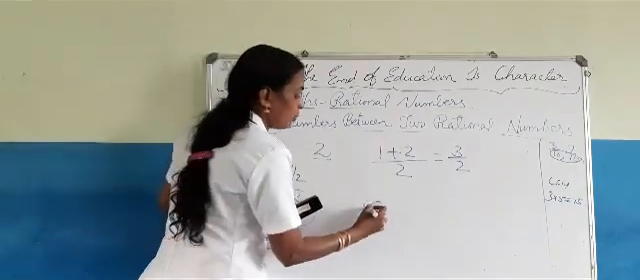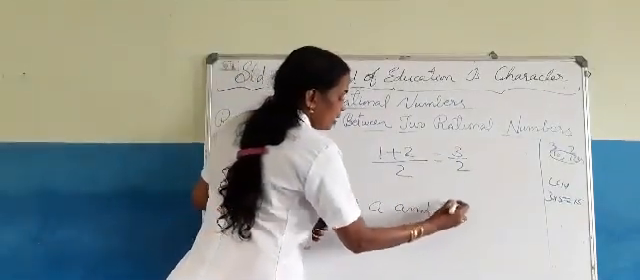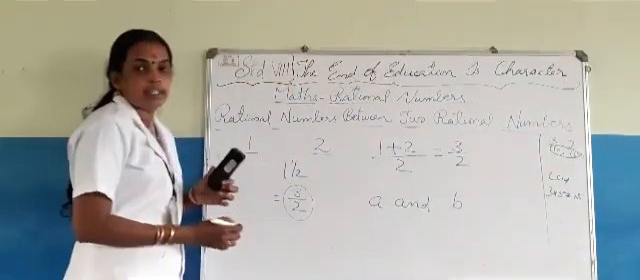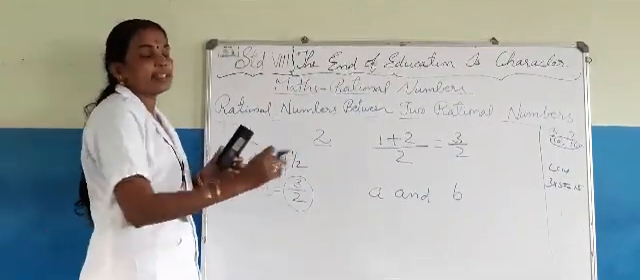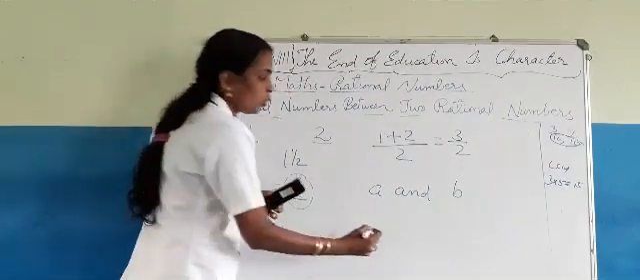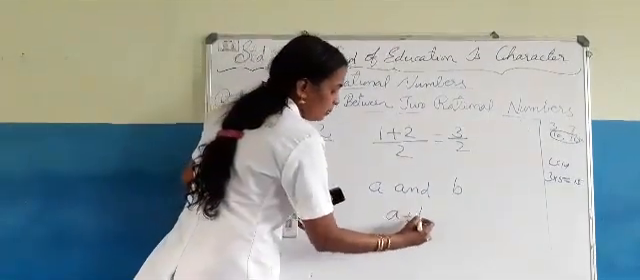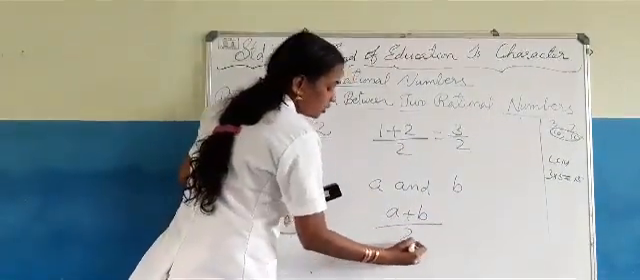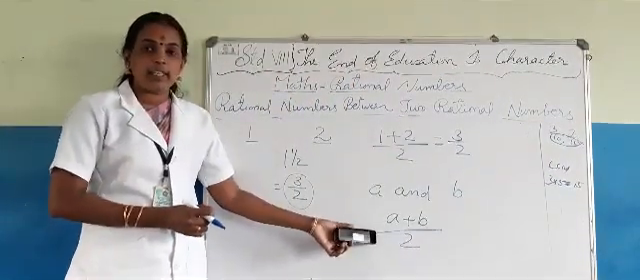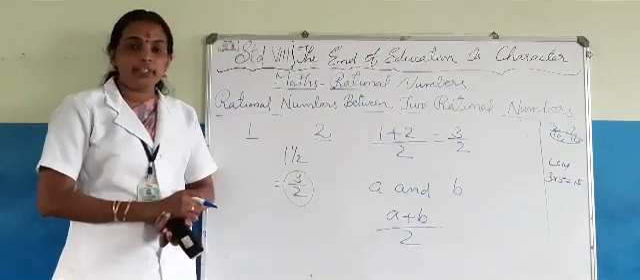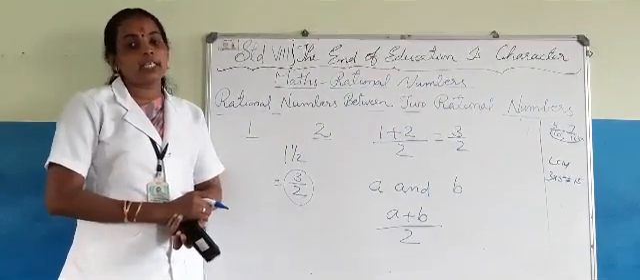Then we will get one rational number between the given two rational numbers. Suppose A and B are two rational numbers and we have to find a rational number between this A and B. We have to add A and B then whole by 2. This is the method to find a rational number between any two rational numbers.